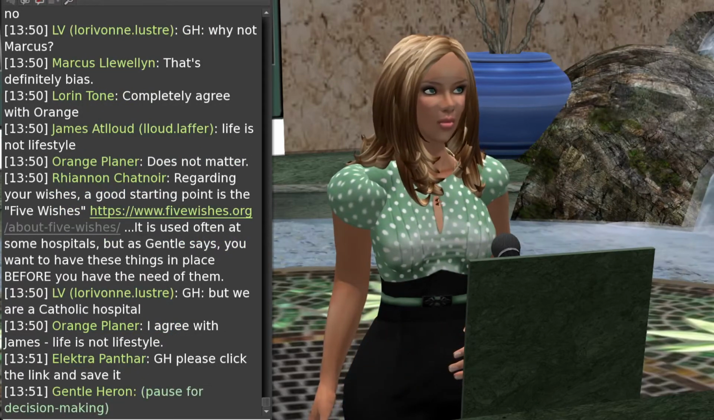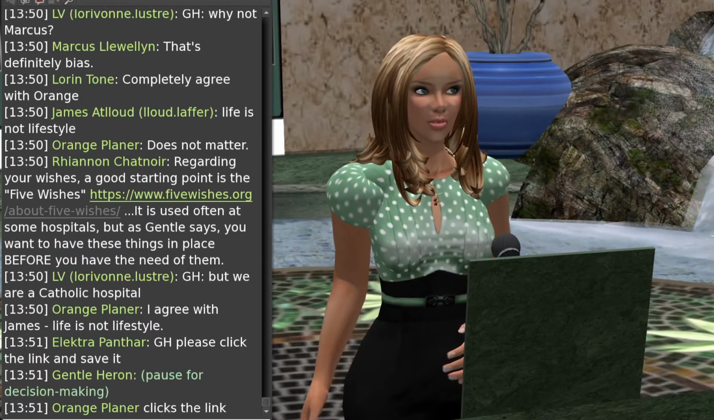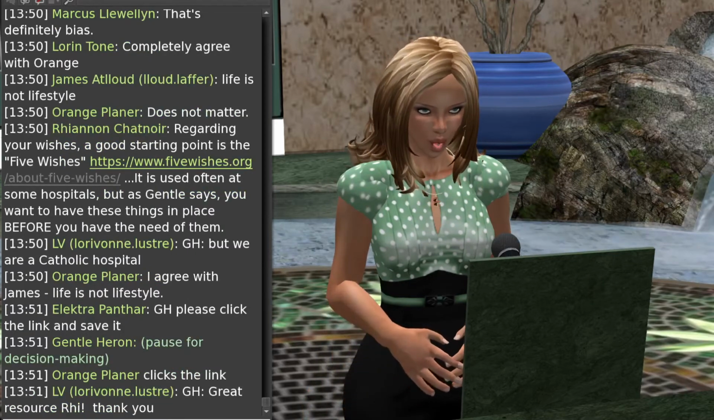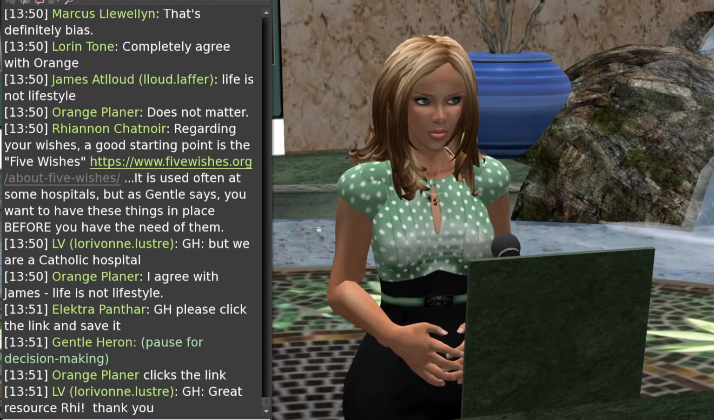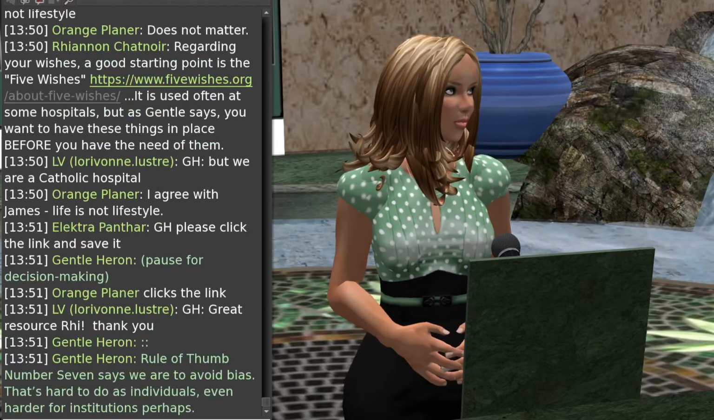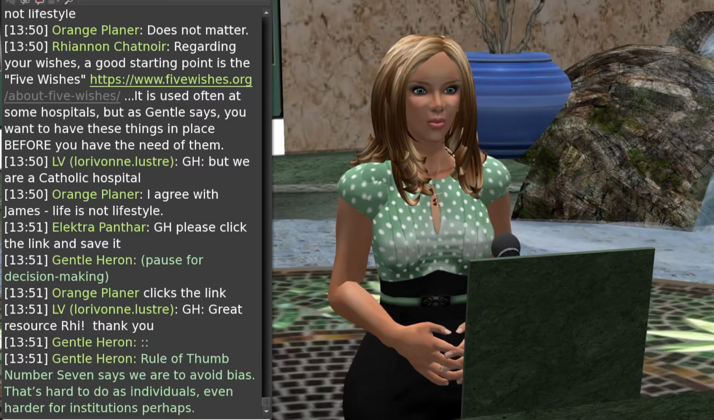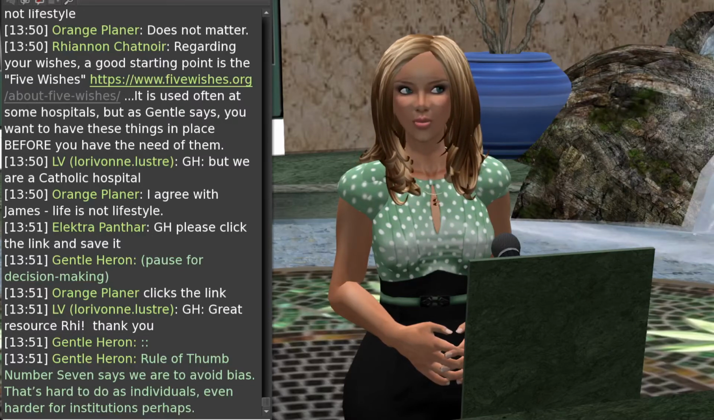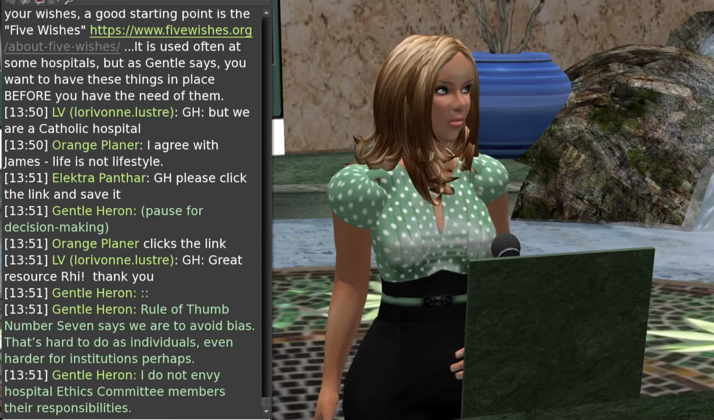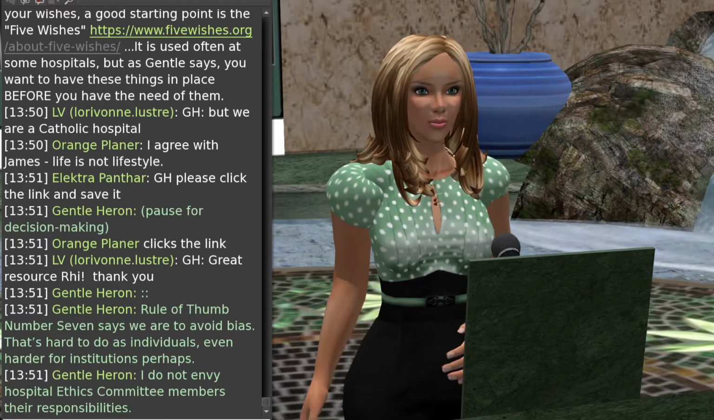The decisions just get harder and harder. I mean, in the beginning we said we needed more information to make the decision easier to make, and now that we've got more information, it's actually getting harder. Rule of thumb number 7 says we're to avoid bias. That is hard to do as individuals, but it's even harder sometimes for institutions. I really do not envy hospital ethics committee members. They're very heavy responsibilities.